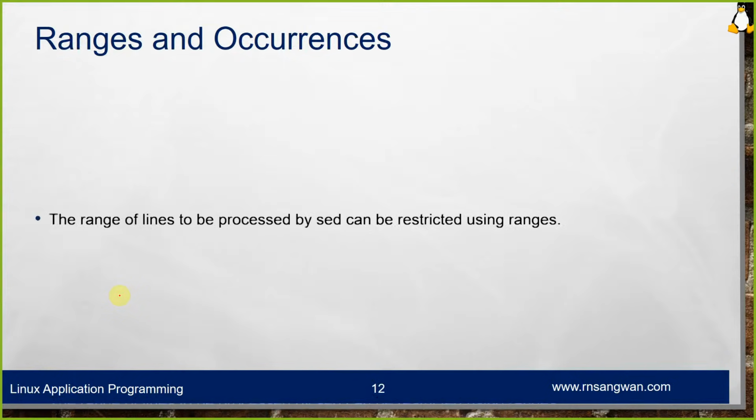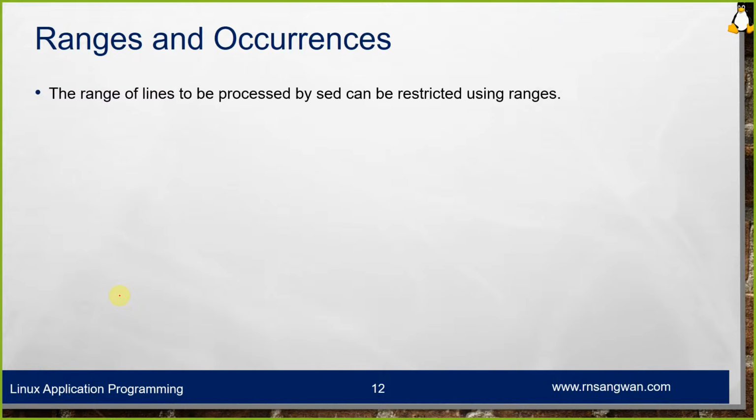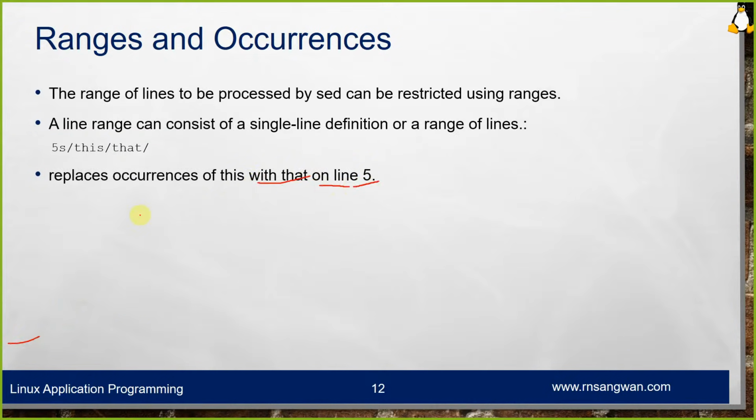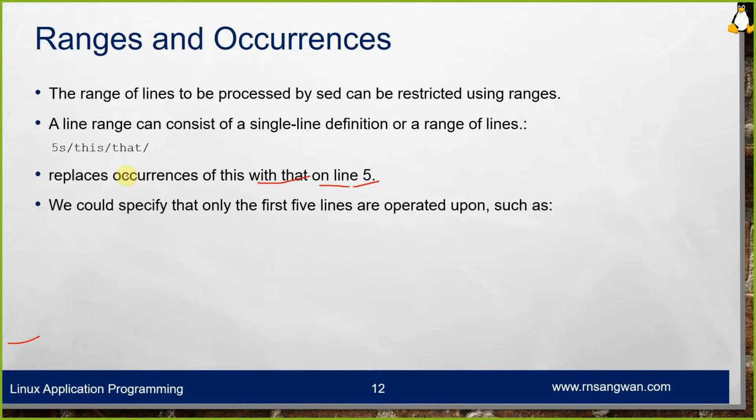Ranges of occurrences. The lines processed by SED can be restricted using ranges. A line range can consist of a single line definition or a range of lines. Like 5s means this talks about line 5. Substitute this with that. So this replaces occurrences of this with that on line 5, because we are talking about line number 5.